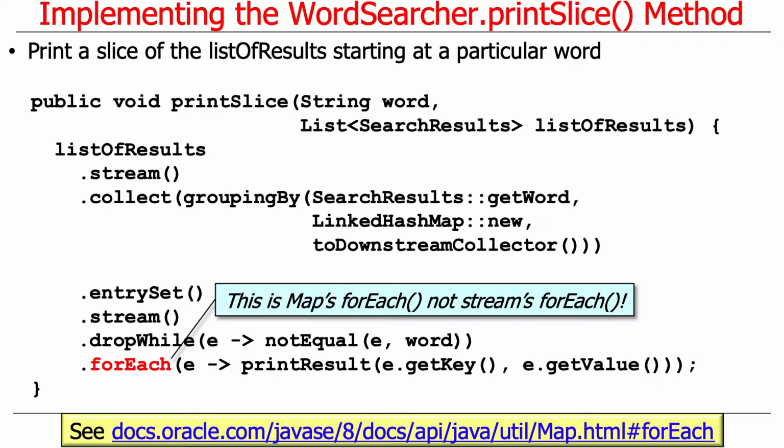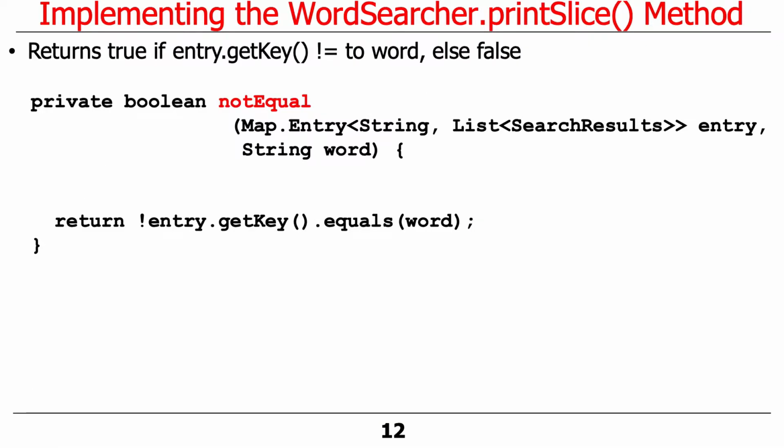Okay, so we already ascertained that's backwards. It's the streams method. Here is the not equal method. Not equal is just a little helper method that we use here in order to be able to return true if the key doesn't equal the word. Otherwise, it returns false when they're equal.